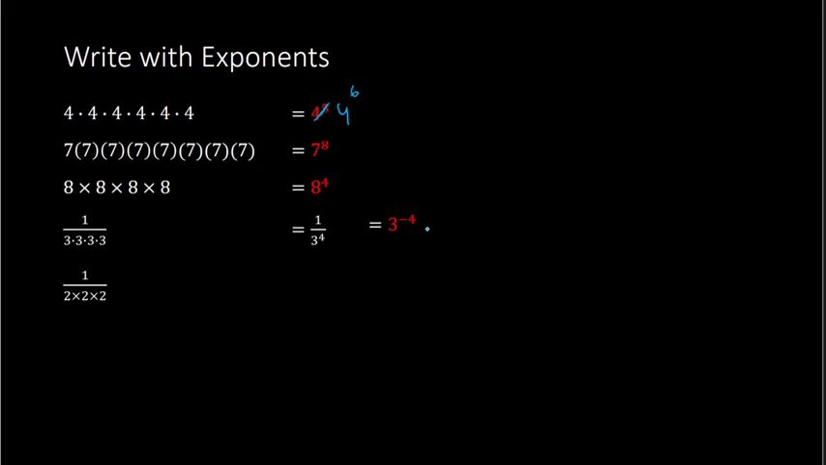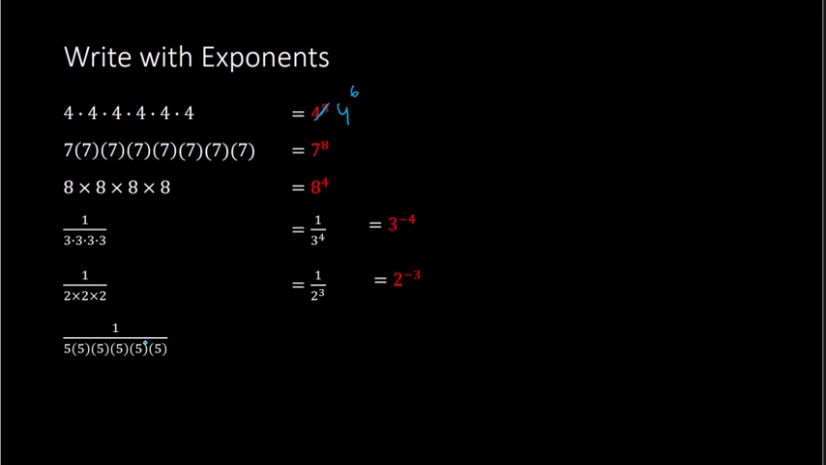Another example, we have 1 over 2 times 2 times 2. So there are 3 2's multiplied together in the bottom. So the bottom we can write as 2 to the third power. So we have 1 over 2 to the third power. And again, if you want to write this with negative exponents, you can write this as 2 to the negative third power, because fractions mean that we have negative exponents.